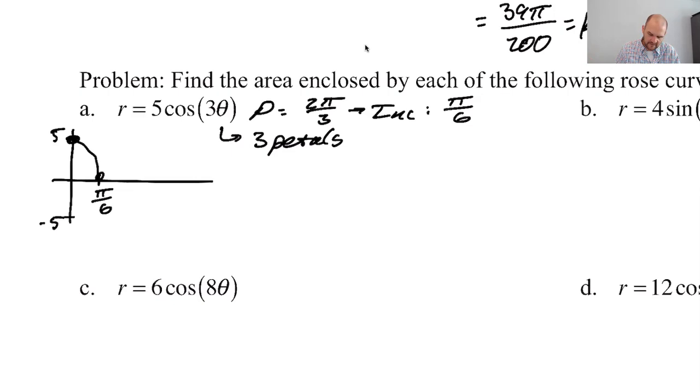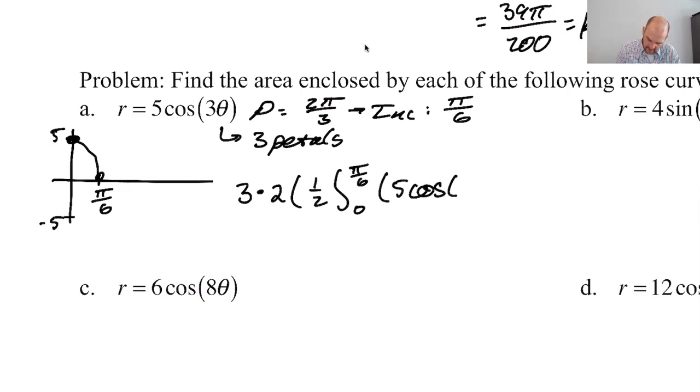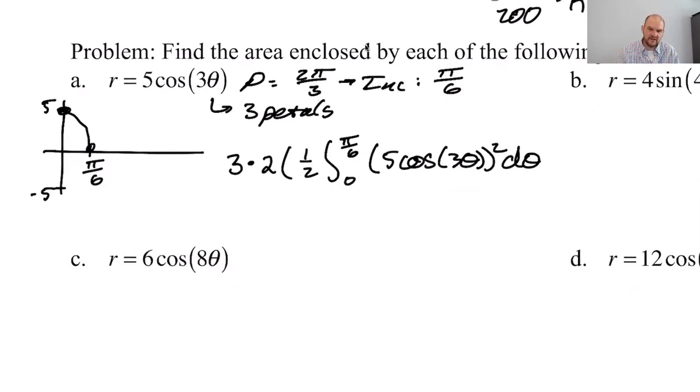So what are we doing? We're doing 3 petals times, I'm finding half a petal, so I'll double it. And then a polar area, so 0 to pi over 6 of (5 cosine of 3 theta) squared d theta. I'm not going to even mess around with this by hand. I'm going to let the calculator do it.